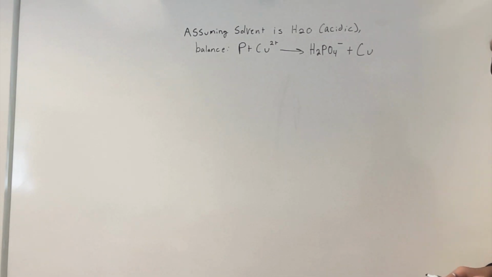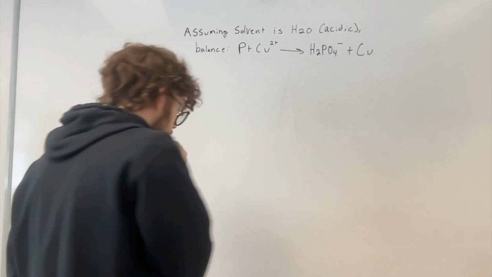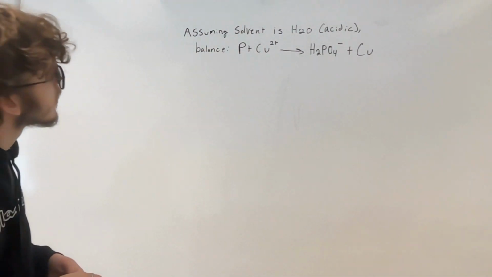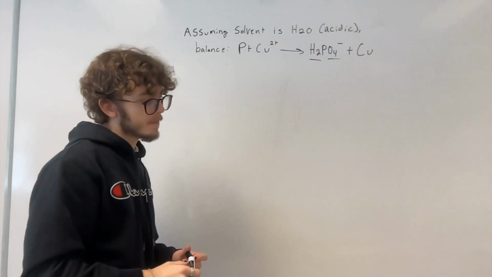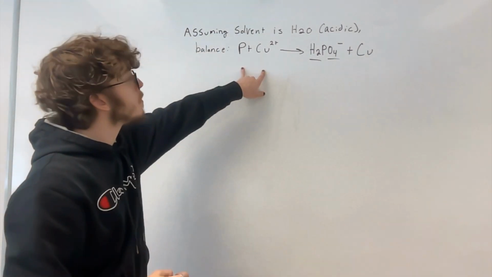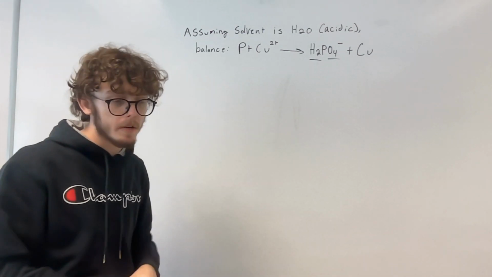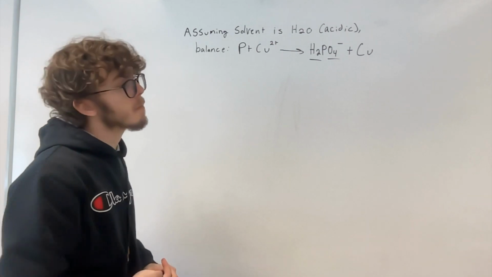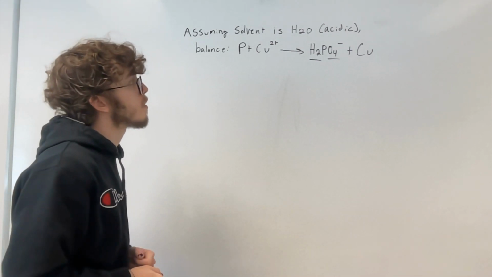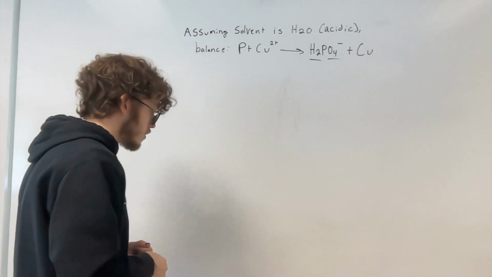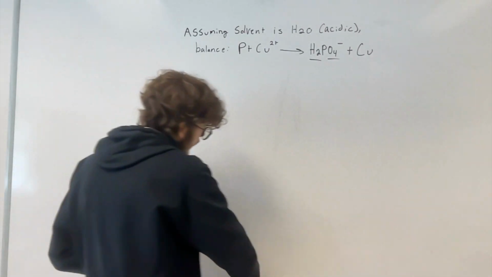a reduced copper metal. So you might be looking at this and saying, how did these H's get in here? How did these oxygens get in here? Well, these two elements, and specifically we'll see phosphorus, is reacting with water in an acidic medium to produce these compounds, H2PO4 minus, and help copper get reduced. If we didn't have water, this reaction wouldn't really be possible.